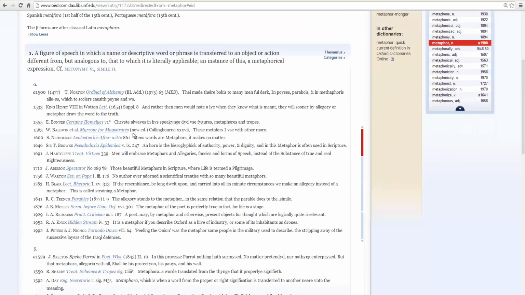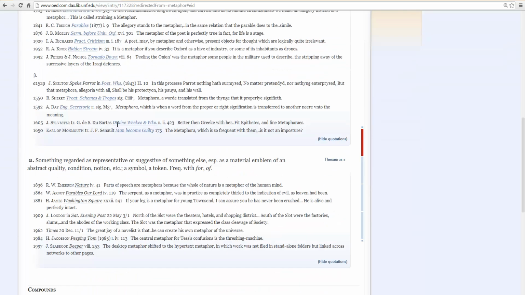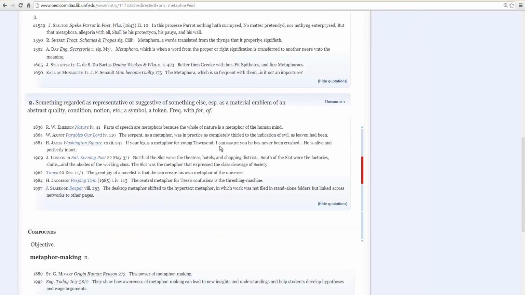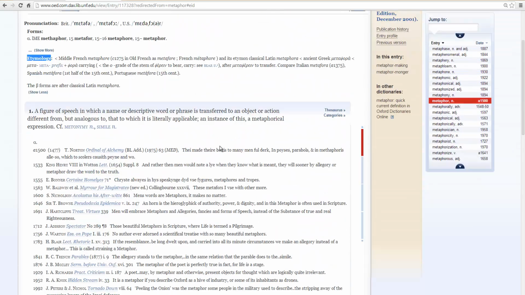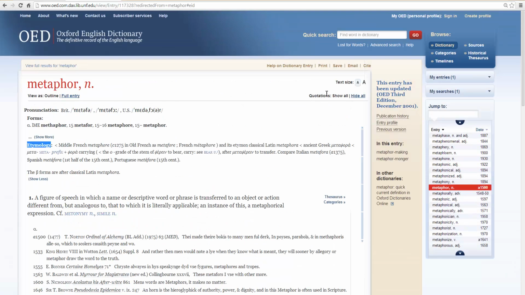Below we find two different definitions of a metaphor. A figure of speech in which a name or descriptive word or phrase is transferred to an object or action different from, but not analogous to. Secondly, it's something regarded as representative or suggestive of something else, especially a material emblem. In many ways, we might think about metaphor as a way of translating. They're both the same word. One is Greek, one is Latin. However, we're more commonly used to using the idea of translation than we are of metaphorizing.